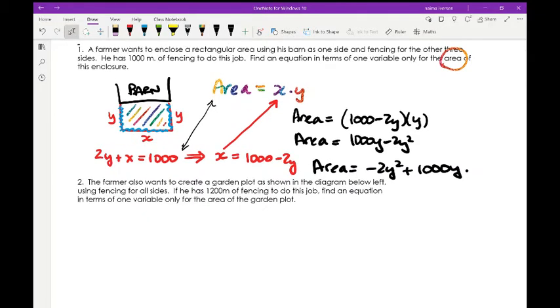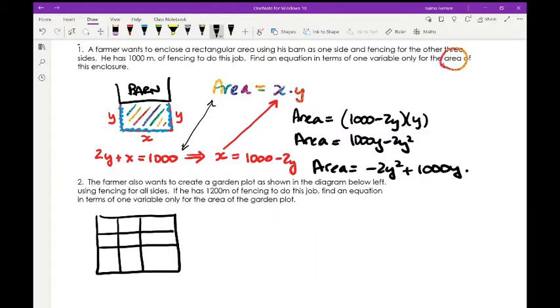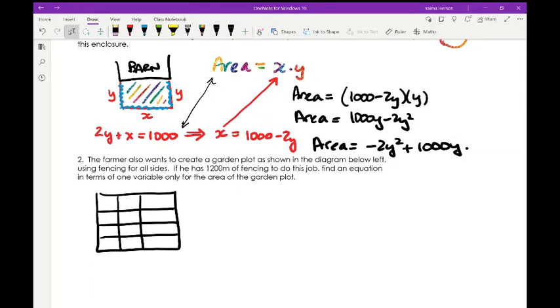Okay, so this farmer also wants to create a garden plot as shown in the diagram below left. Well, I unfortunately don't have the diagram below left, so I'm going to make it up. So let's say I have something that looks like this. This may not be the question because I don't actually have the diagram with me for some reason. But let's just say it looks something like this.